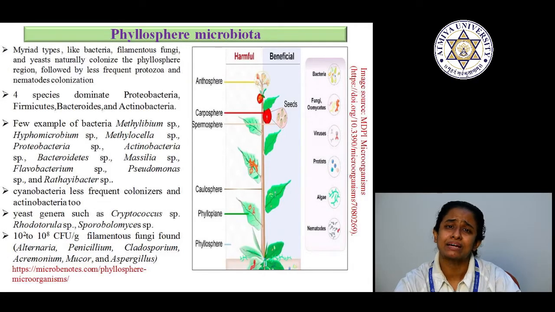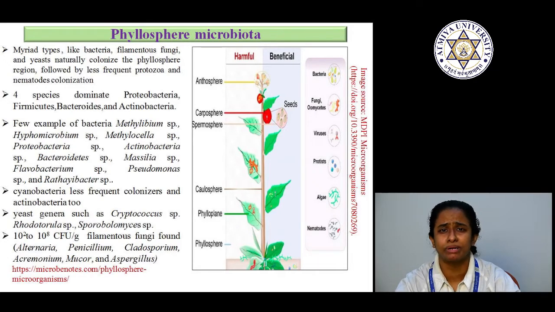Firmicutes is a type of actinobacteria. Apart from that, Bacteroidetes and a large group of actinobacteria or endophytic bacteria you have studied in your microbial ecology self study. So these particular types of microorganisms are prevailing here. Now a few common genera which you should understand as names, they can come for 1 mark MCQs, like Methylobacterium, Hyphomicrobium, Methylobacterium, Actinobacteria, Bacillus, Flavobacterium, Pseudomonas, and also Rathayibacter. These are different groups of microorganisms which you can find here.